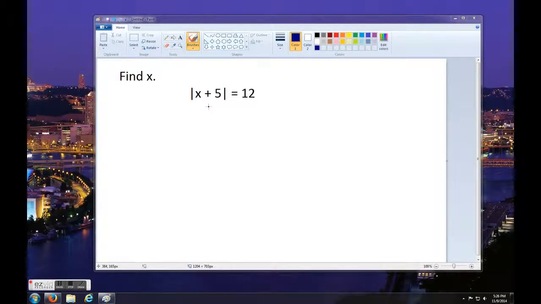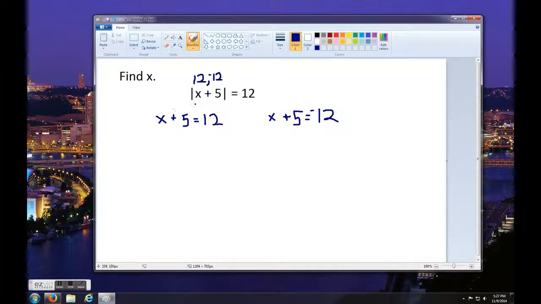So what we know here is that inside my absolute value signs, I'm either going to have a value of positive 12, or x plus 5 can equal negative 12. Taking the absolute value of that is going to give us a positive 12. So I'm going to set up two equations here. The first equation is just going to be x plus 5 equals positive 12. And then I'm going to set up a second equation where x plus 5 is going to equal negative 12. Like I said before, this is because inside the absolute value sign, it has to equal a positive 12 or a negative 12.